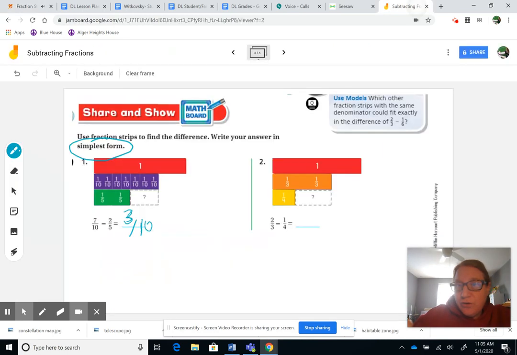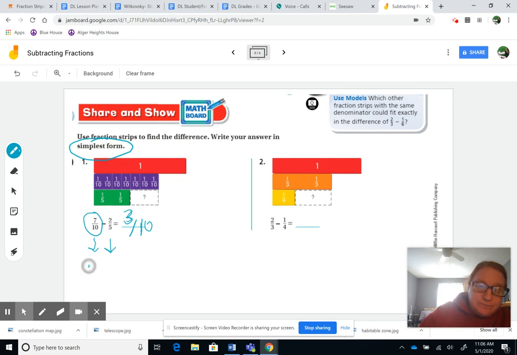Now, I want to show you on here, I could have done this without using the fraction tiles, okay? So if I look at 7/10 and 2/5, if I look at the denominators, I think about their multiples and what they have in common. They both have 10 in common. So 7/10 can stay the same, but I need to change 2/5 so that it has a denominator of tenths. And let me show you how I would do that.